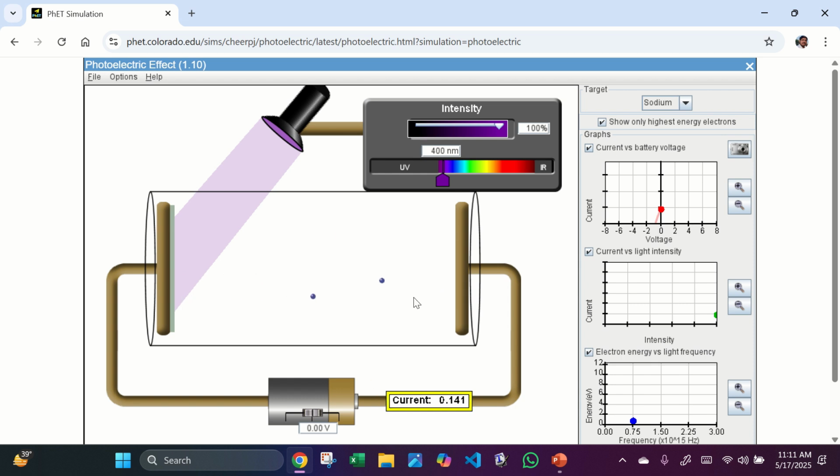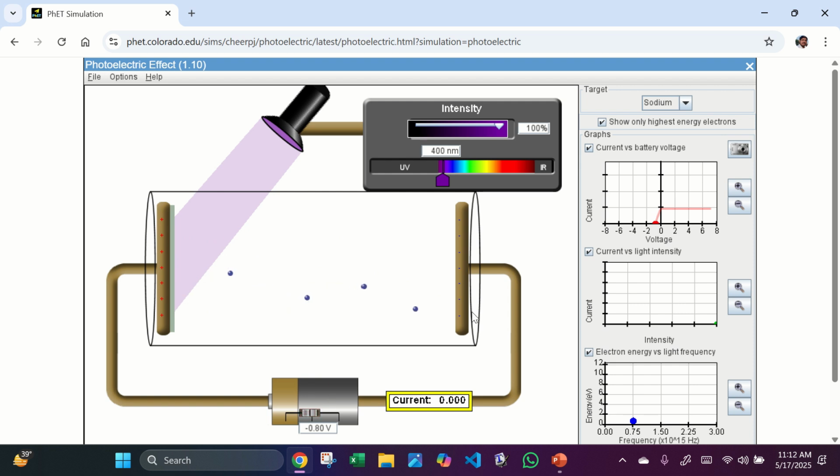Now let's stop these electrons from reaching the collector. First, let's see the saturation current. For that, increase the potential here, make it more positive. There is no change, so 0.141 is the saturation current. Now let's make it 0 and apply the negative potential slowly. At minus 0.2 current is there, but it is decreased. Minus 0.4, minus 0.6, still some current is there, minus 0.8.